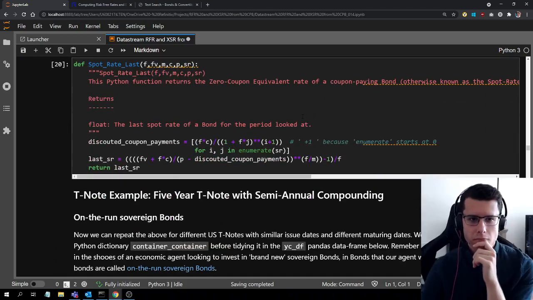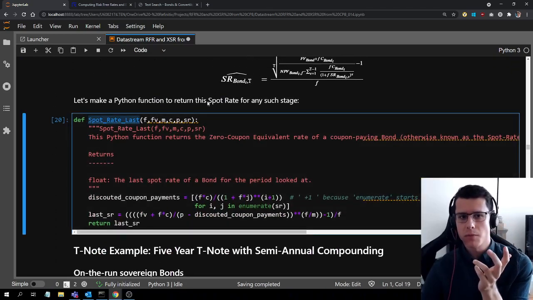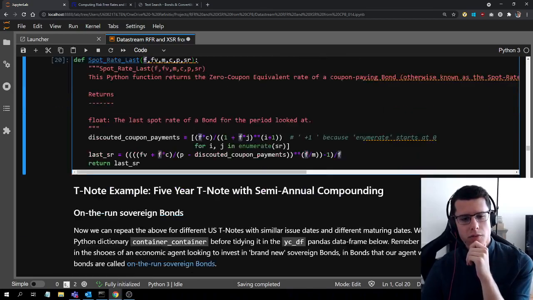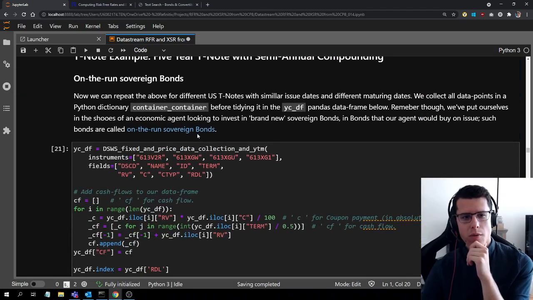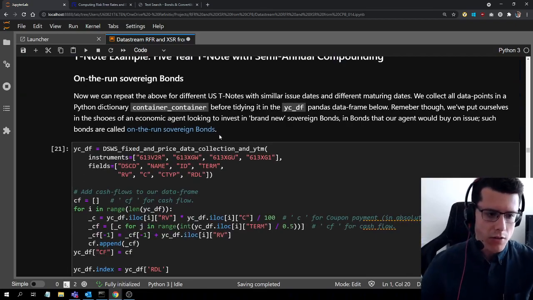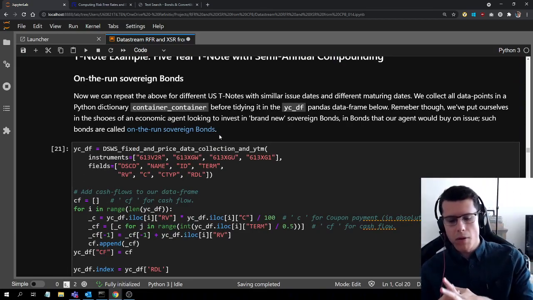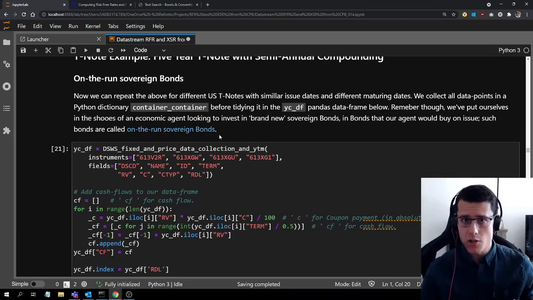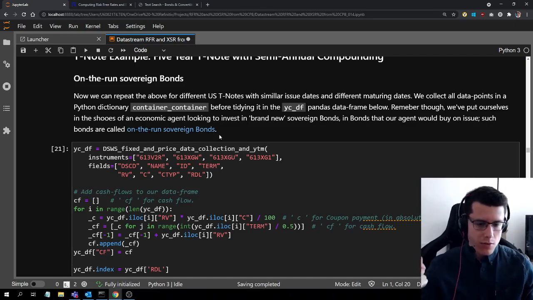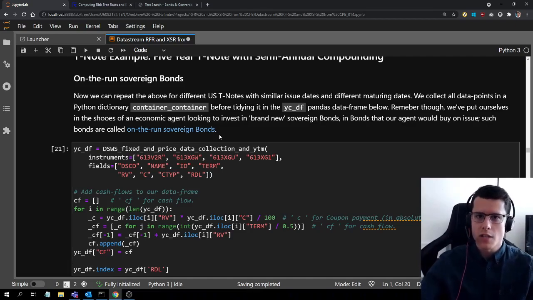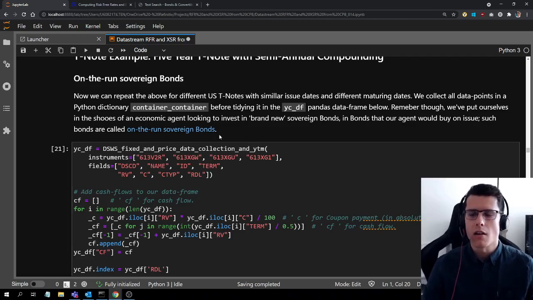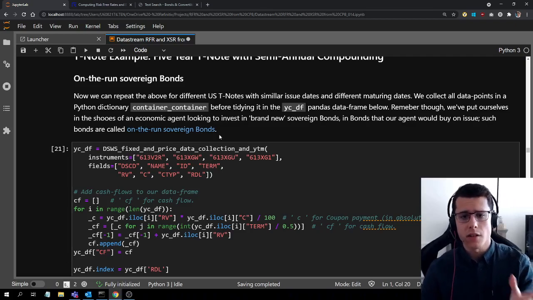You need quite a lot of bond data, bond prices, and coupon rates in order to figure out each spot rate. It's quite simple to do this in Python. This is the Python function for it. And if we look there, we have on-the-run sovereign bonds. Now, on-the-run sovereign bonds are bonds that have just been issued. So the US Treasury might just sell one right now, today, and I can buy them today until they run out. And that's fine. Those are called on-the-run sovereign bonds.